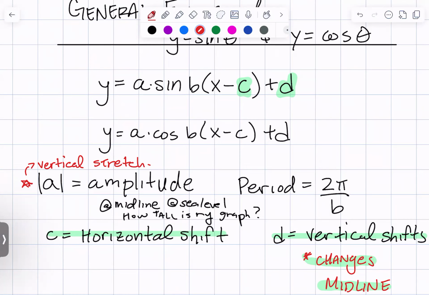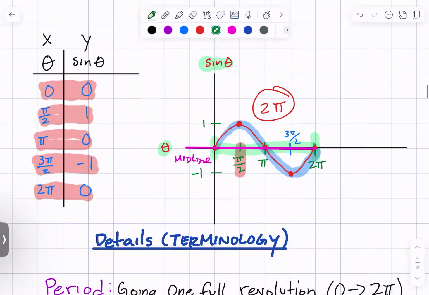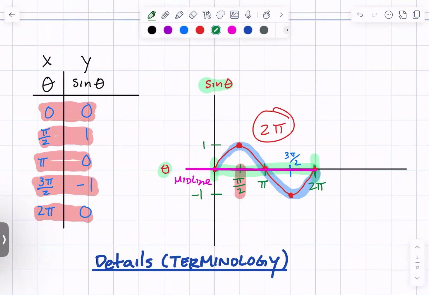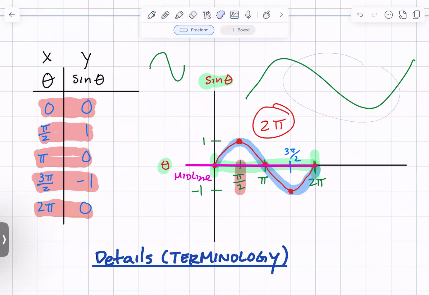And the period would change. Now, if we're talking about the period, going back up to my sine graph, remember that it's the width of the curve, right? And if I expand it out to look like this, or if I shrink it to look like this, right? The sine function, if I make it look like that, or I make it wide like this one here, right?